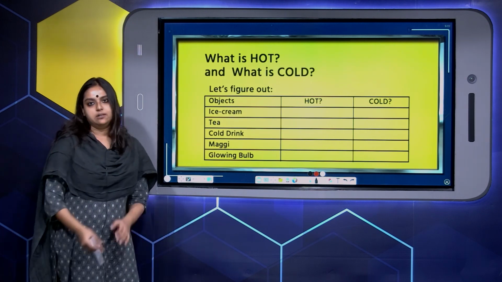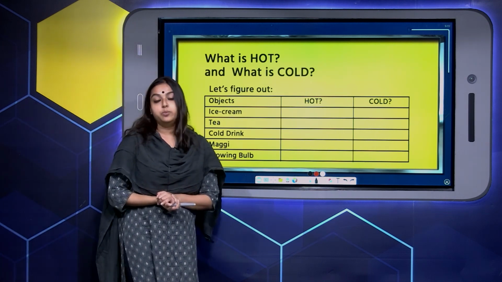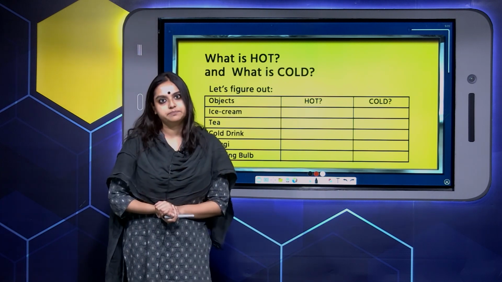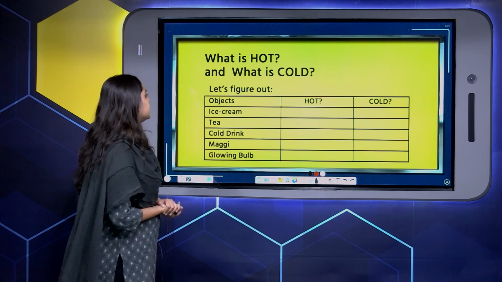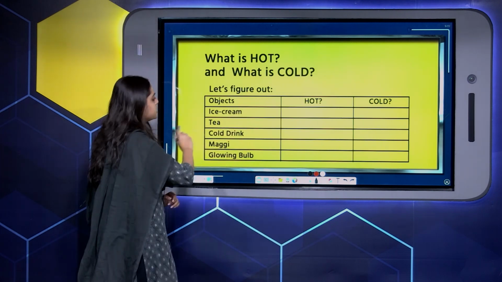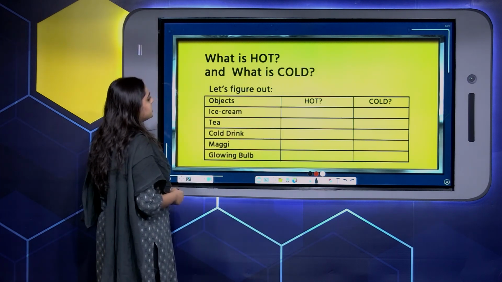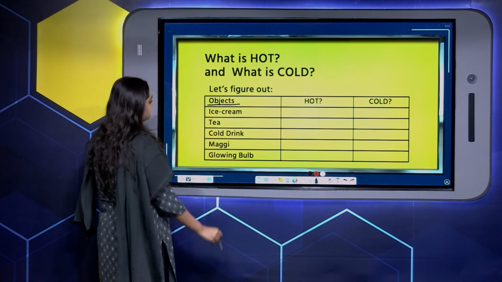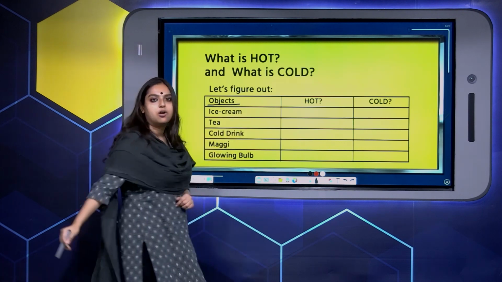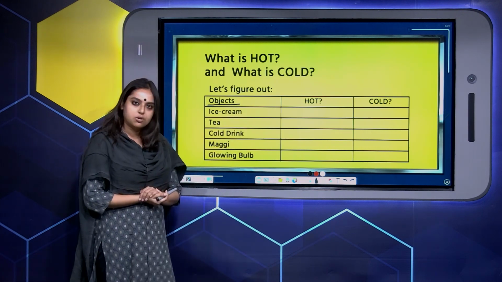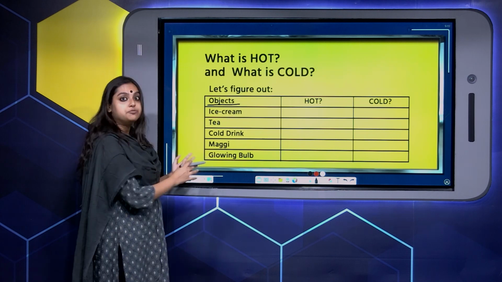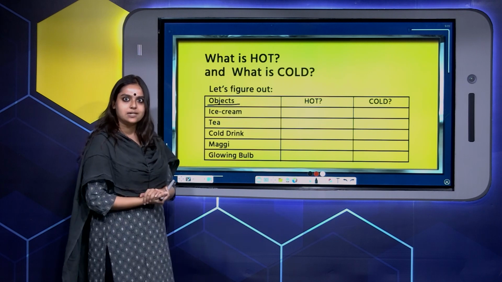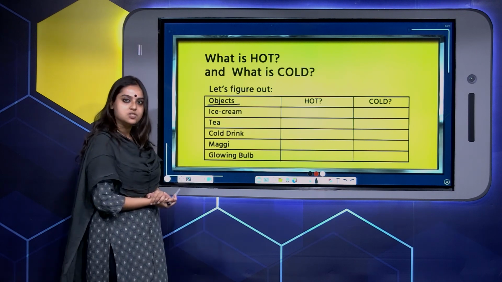Now, before knowing what is heat, we need to know what is hot and what is cold. There is a table we can find out here, and in the table we see various objects, right? Some of the objects are hot and some of the objects are cold. Now, we need to find out which object is hot and which object is cold. So, let us find out.